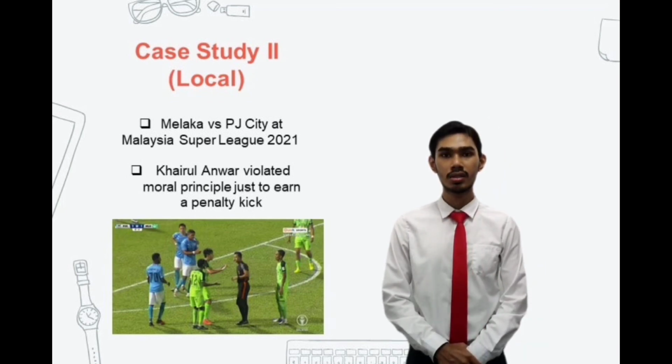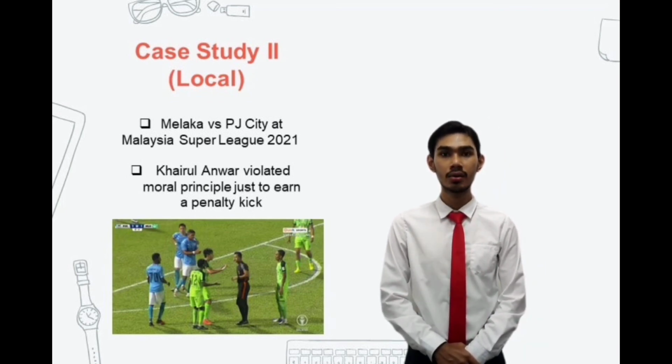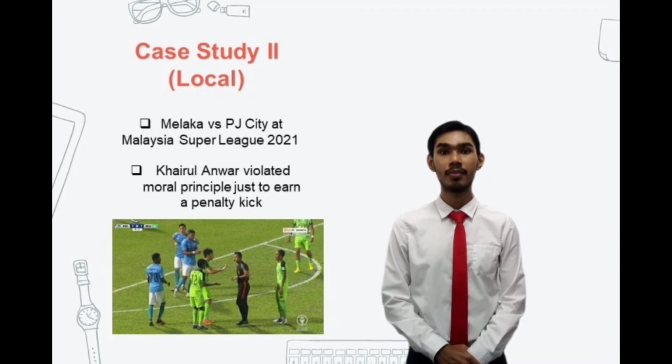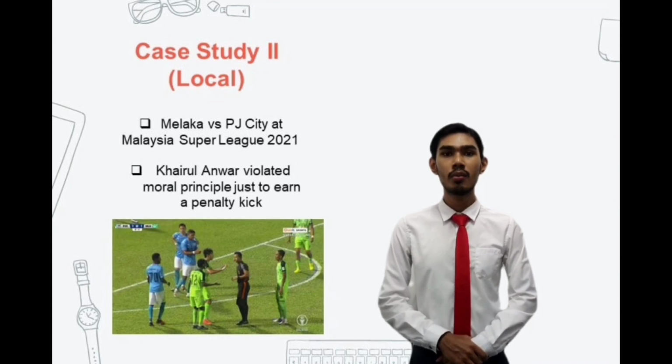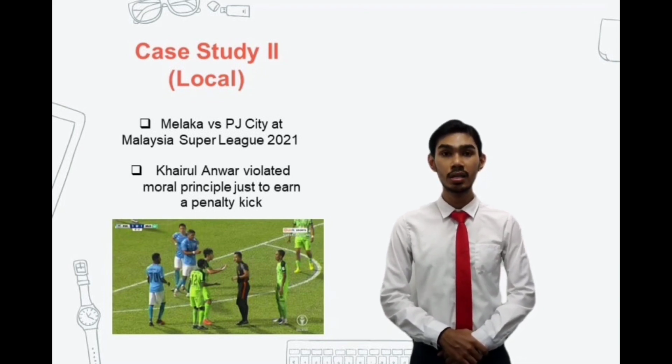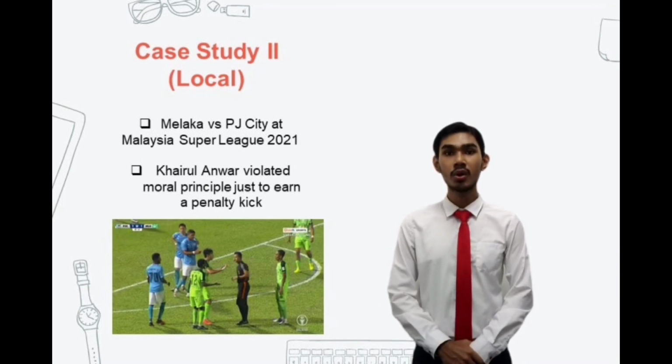Khairul Anwar was suspended for 2 games because he has contravened Article 59 of the FAM Disciplinary Code Edition 2015, which is on offensive behavior and fair play. While Muhammad Fairuz, as the referee at the match between PJ City and Melaka United, had been suspended from match duty for 2 weeks. Now we will proceed to the video.